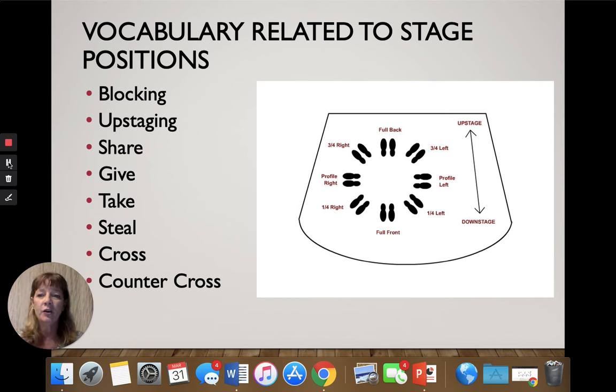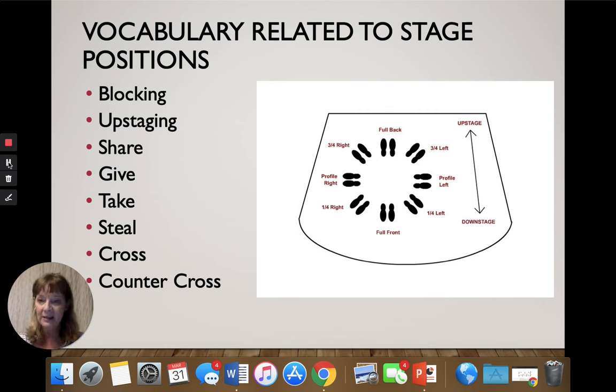Upstaging is where you unintentionally, and that's the key word, unintentionally take the attention away from the main actor and you become the main attention. We don't want to do this. We don't want to ever have to upstage, turn in such a way that we're giving focus to something that doesn't need our focus. Sharing is sharing the stage.